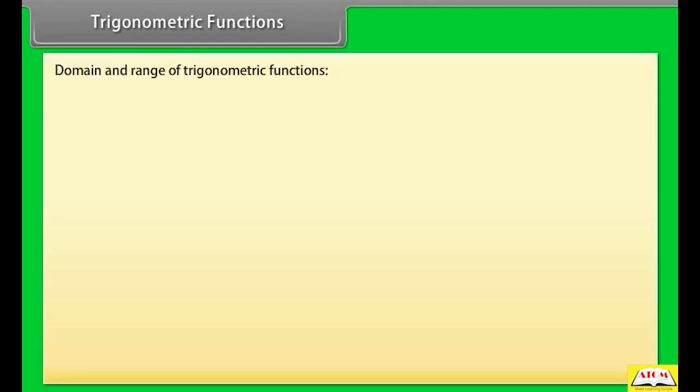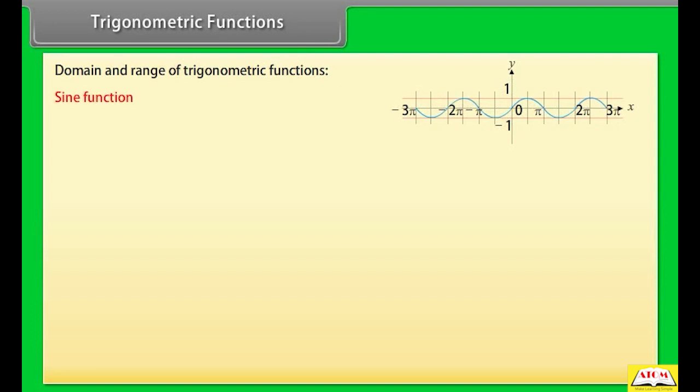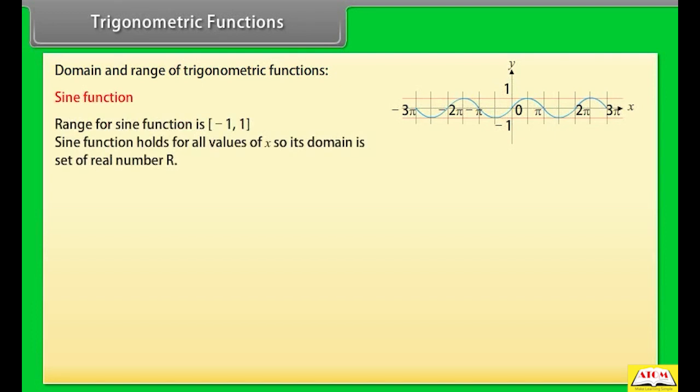Trigonometric functions. Domain and range of trigonometric functions. As we have studied earlier, the angle can be considered as a real number, so we denote the angle by x, not by theta. Sine function. Range for sine function is -1 to 1. Sine function holds for all values of x, so its domain is the set of real numbers R.